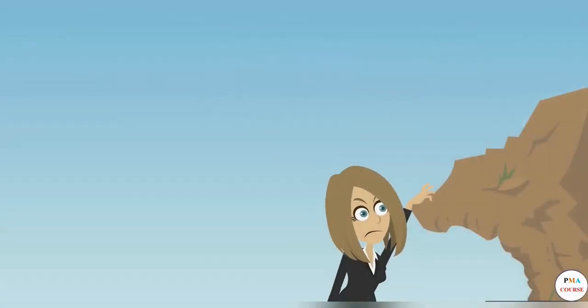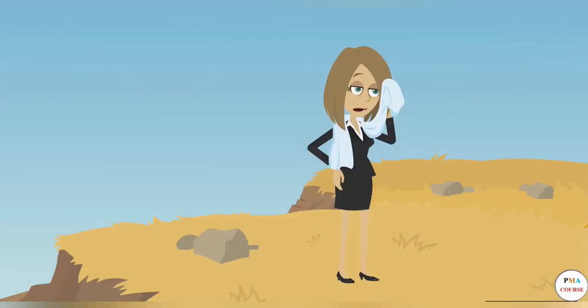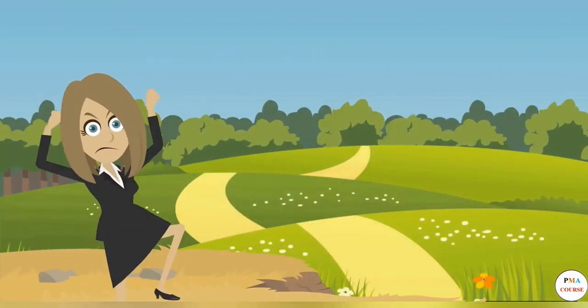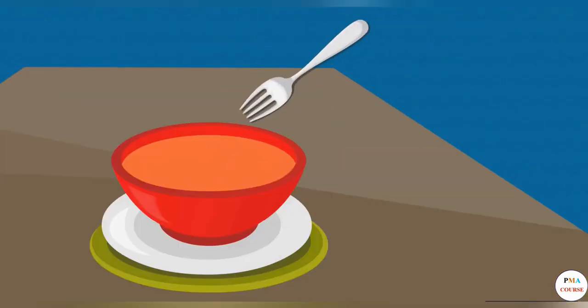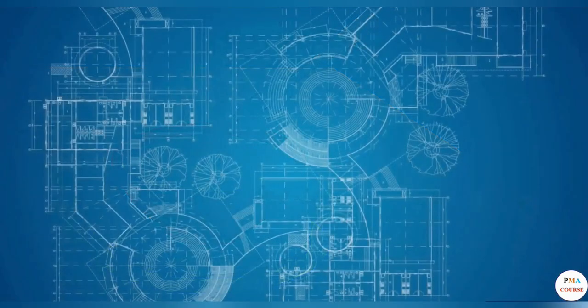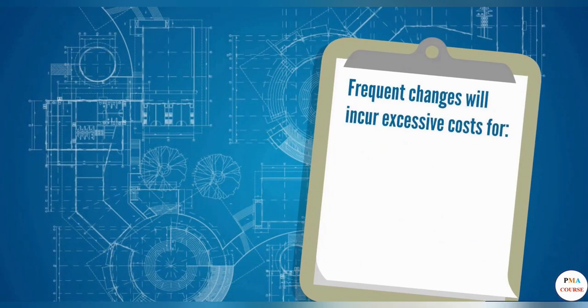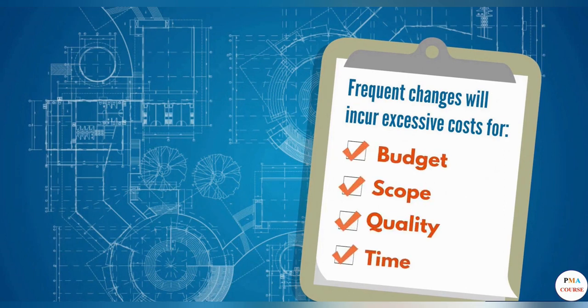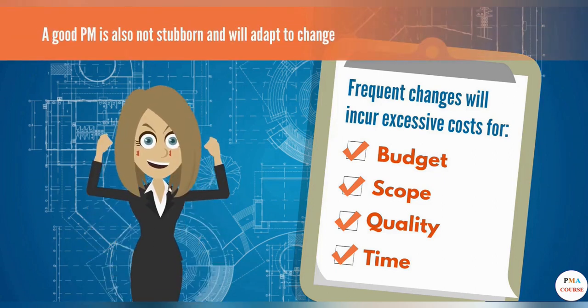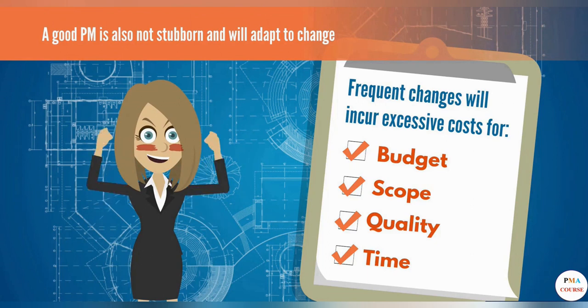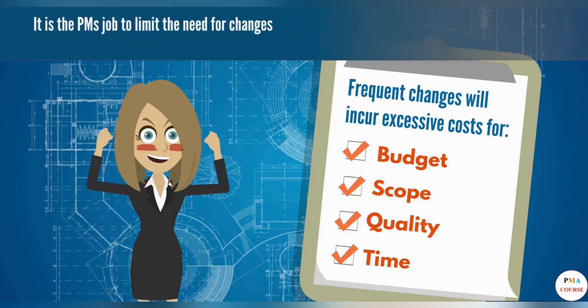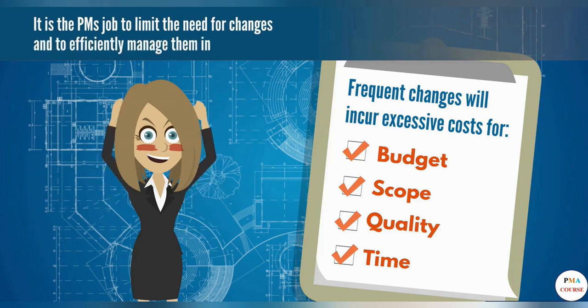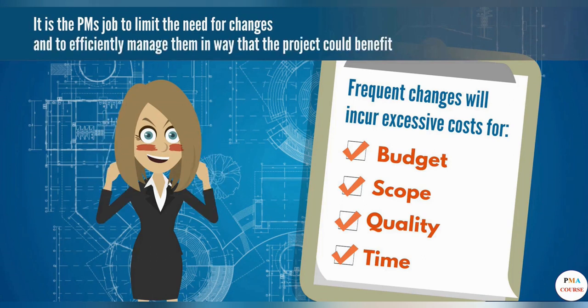Have you ever started something only to find out halfway through that there's been a better way to do it all along? Sure, we all have. Before the spoon was invented, everyone ate soup with a fork. Of course, in a project, frequent changes will incur excessive costs for budget, scope, quality, or time. And the project manager tries to eliminate as much of this cost as possible with a detailed plan. But a good project manager is also not stubborn and will adapt to change. Basically, it's the project manager's job to limit the need for changes on one hand and on the other to efficiently manage the changes in a way that the project could benefit.